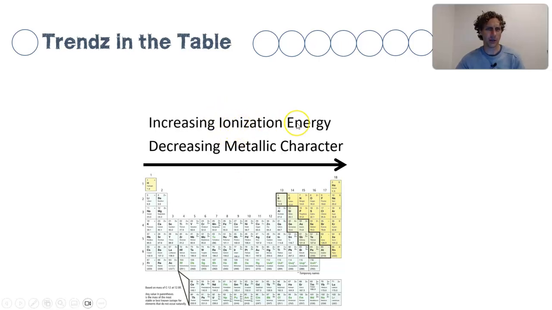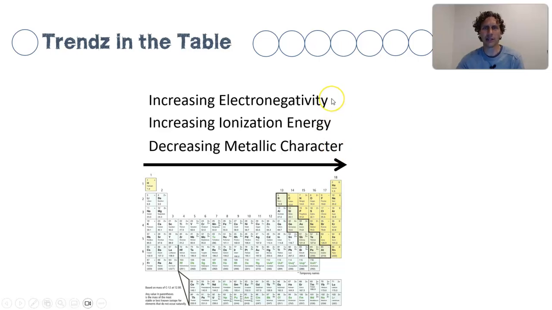Increasing ionization energy. Okay, it takes more energy to remove electrons as you move across. We just saw that, right? Very easy to remove electrons from potassium, but gets harder as you go to calcium, scandium, etc. And here it's super hard.